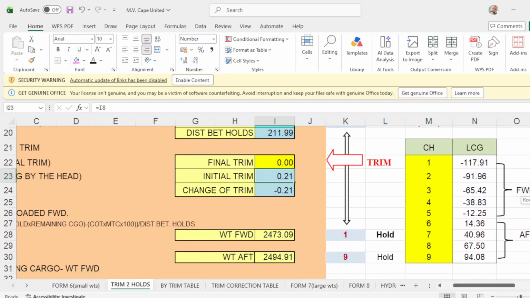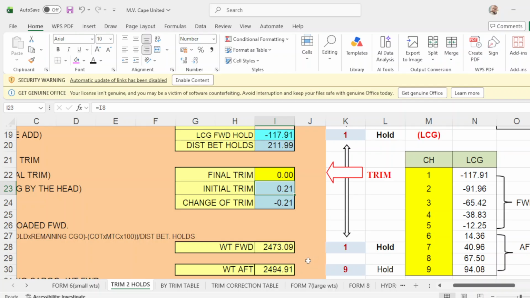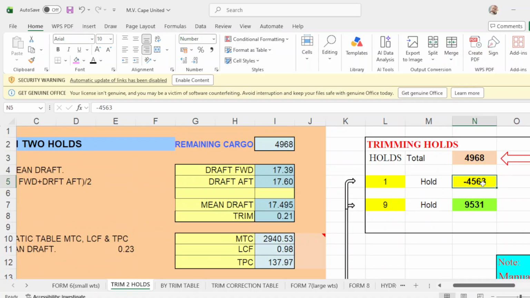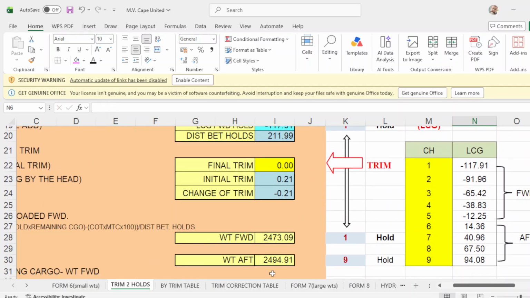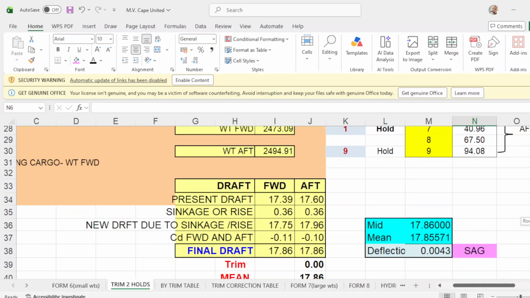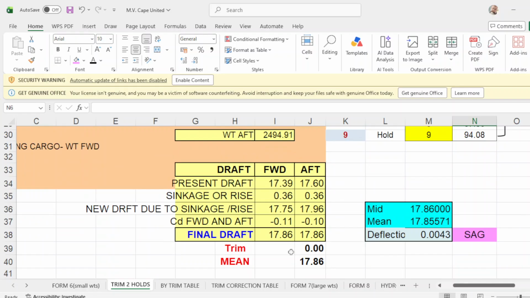And cargo to be loaded in number 1 should be 2473. So go up, 2473. And number 9 should be 2495. Round it up. And your departure drop forward is 1786, up is 1786, zero trim, and your main is 1786. Your deflection is 0. Okay? So this is program number 1.